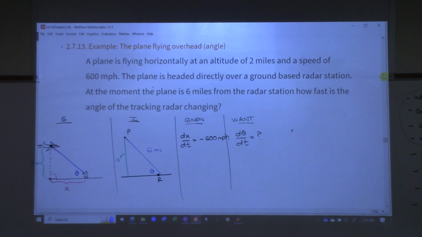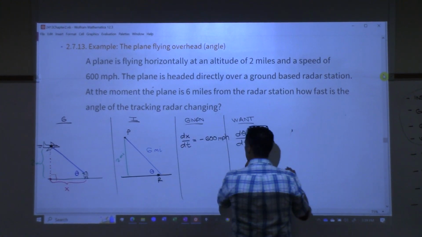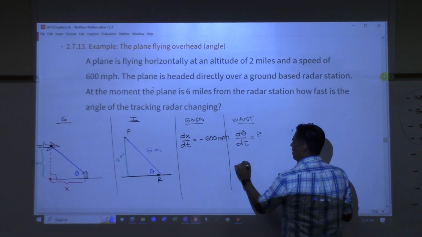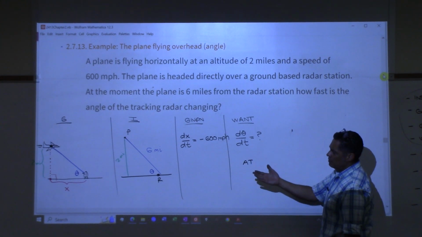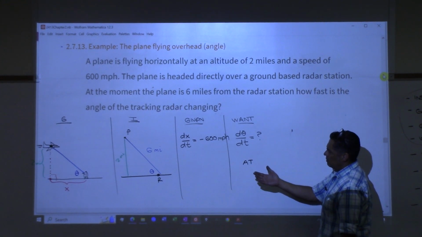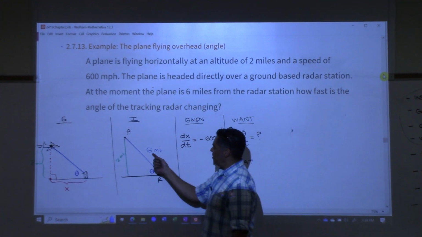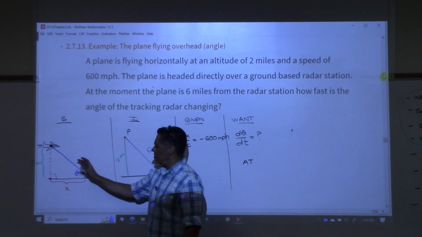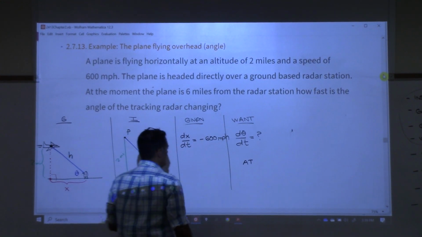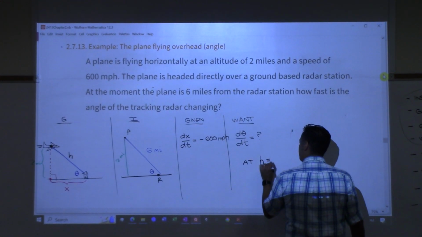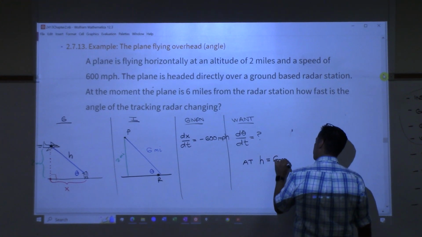Is this everything I need? Oh, at what moment? At what moment do we want this? At the moment something is 6 miles. Do we have anything labeled over here? Like here it's 6, right? But what am I calling it over here? Because everything's changing over here. We should probably call it h, right? H. So at the moment that h is 6 miles.